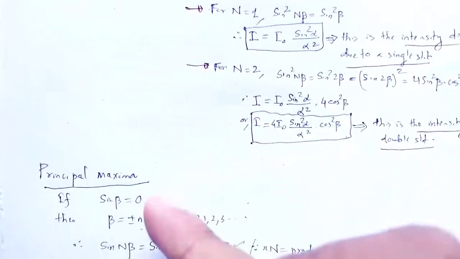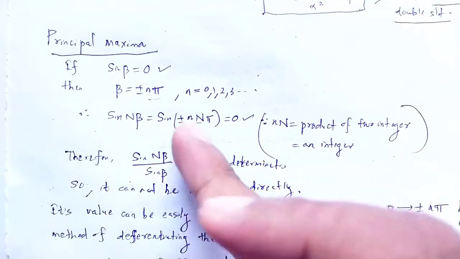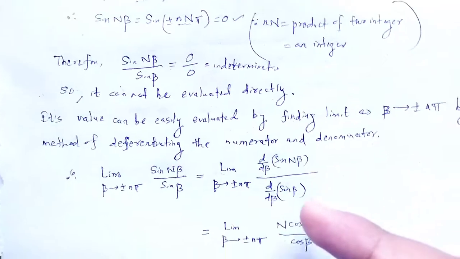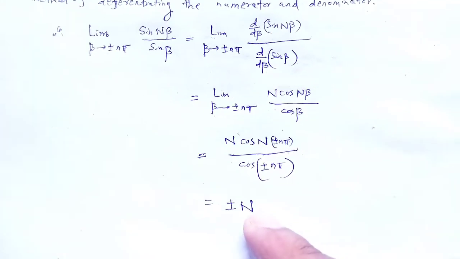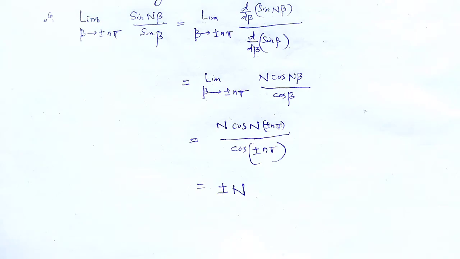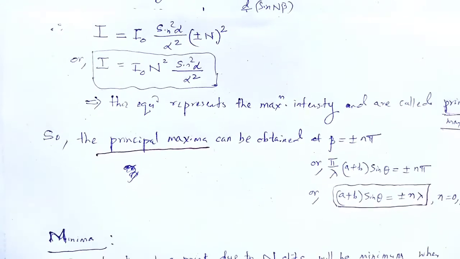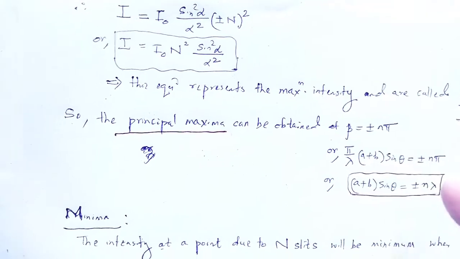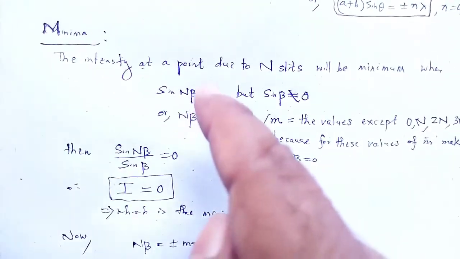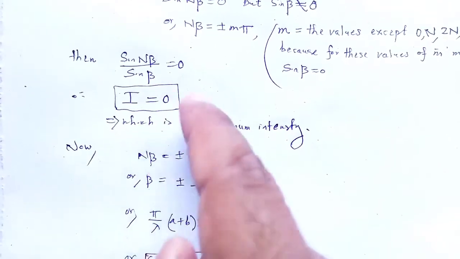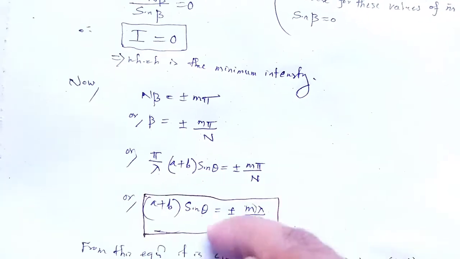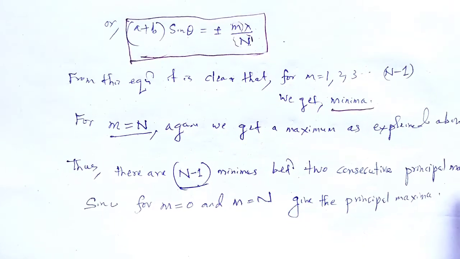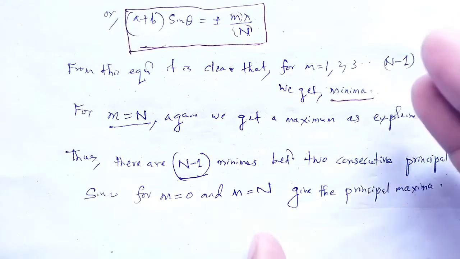Next, for the principal maxima condition, mathematically we show it. That term is indeterminate, so we can evaluate that term by using a limiting condition. Taking the limiting condition, you evaluate that value plus minus n. Putting that value in the expression for intensity, we have the condition for principal maximum. Then for minima, I will be minimum when it satisfies that condition. We clarify what will be the number of principal maxima or minima in between two successive principal maxima and minima.